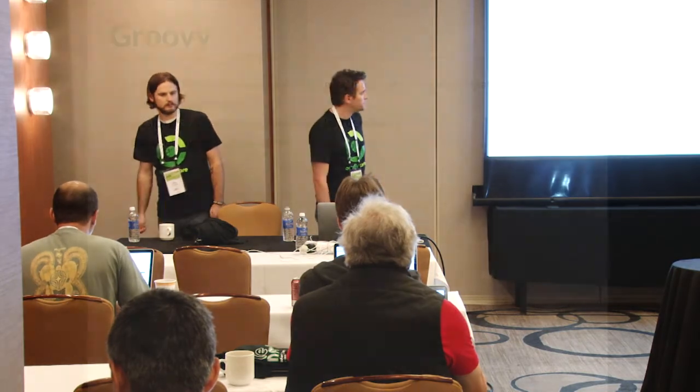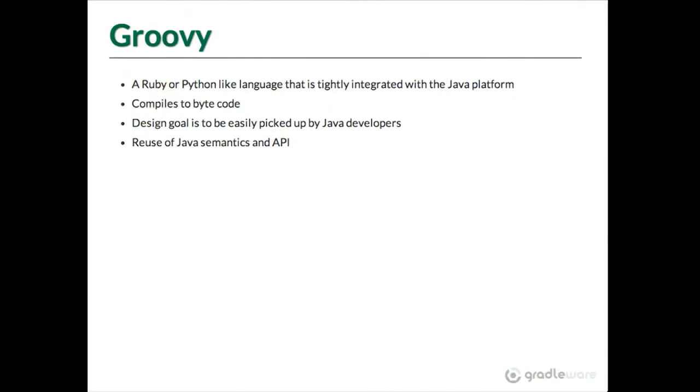So, what is Groovy? Do people have experience with other dynamic languages like Ruby or Python? Right, so you'll find a lot of it quite familiar then. It's similar to Ruby or Python. It's tightly integrated to the Java platform, so it's on the JVM. Like other JVM languages, it compiles to bytecode. And the design goal is for it to be easy to pick up by Java developers. So if you're a Java developer, you should be able to pick it up reasonably easy. You reuse Java semantics and the API.